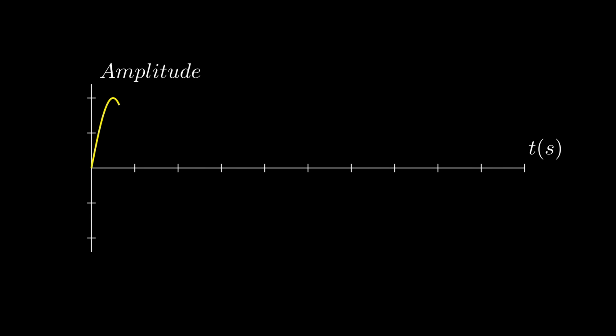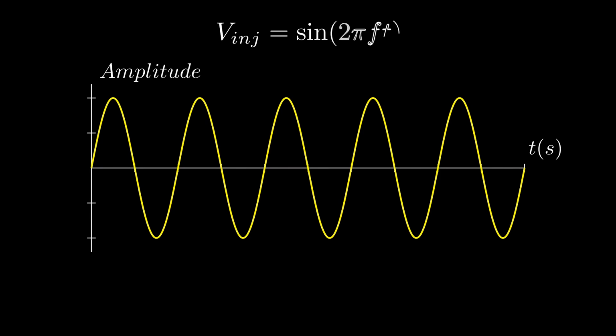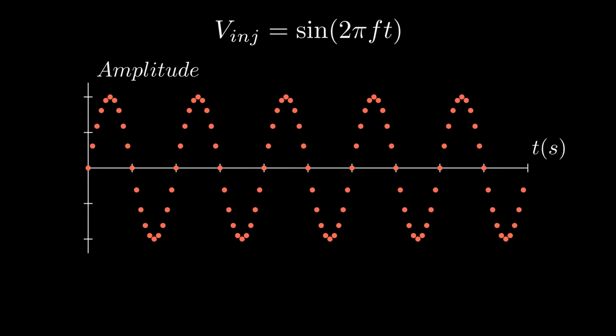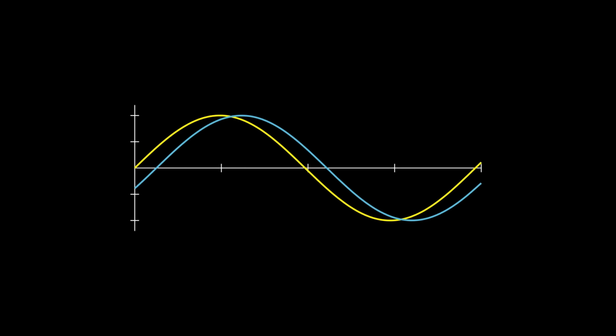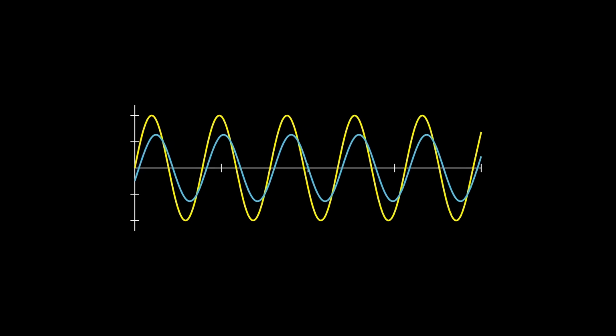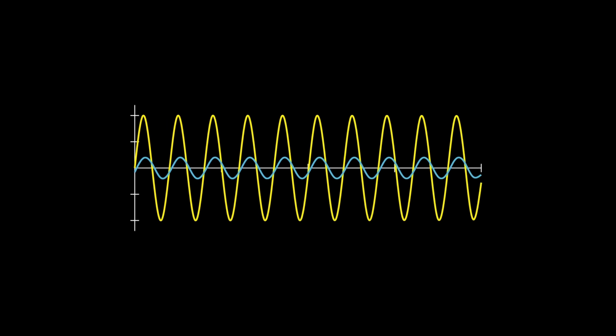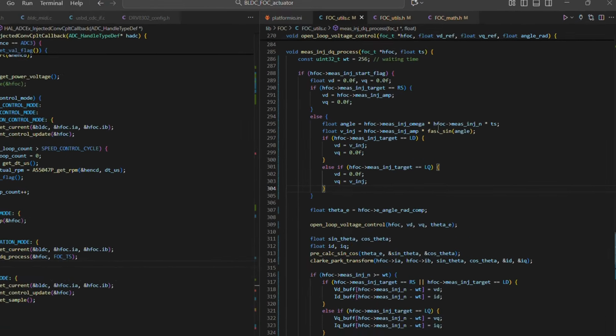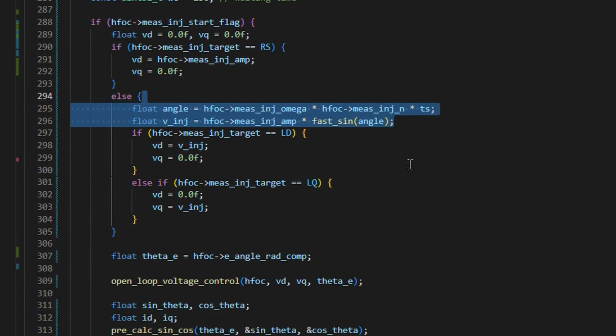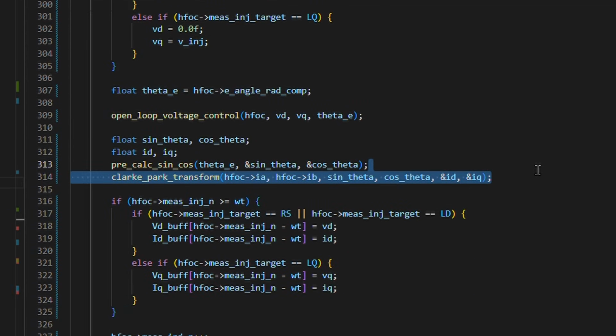The injected signal is a sinusoidal voltage defined as sine 2 pi f t. If the PWM frequency is 10 kHz, then t increases by 0.0001 every period. The injection frequency must be lower than the PWM frequency. The higher the injection frequency, the smaller the current amplitude becomes because of the inductive property. On the other hand, the injection amplitude should not be too large to avoid excessive heating in the motor. I have created a function in my code to generate the injection signal and read the Id and Iq currents after the Clarke and Park transformations.